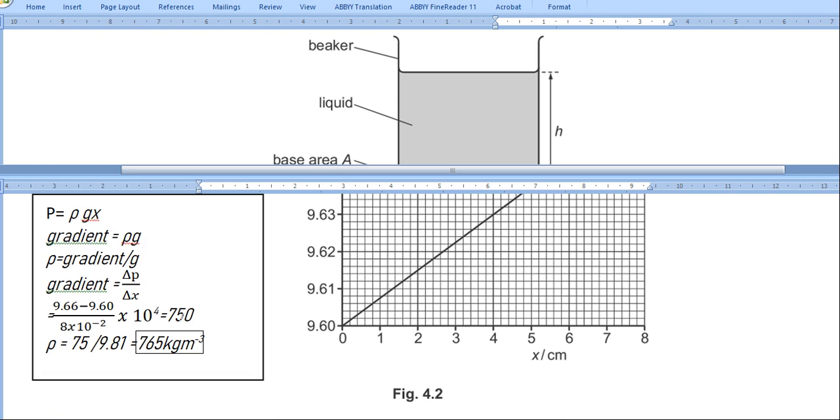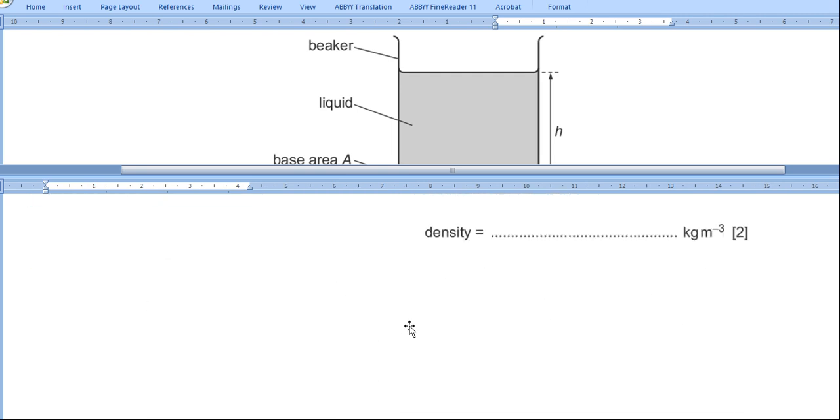Gradient is 750... 7,500, I think. No, there is a mistake here, right? So the density we found from this graph is 765 kilograms per meter cubed, a bit less than water. Water is 1,000.